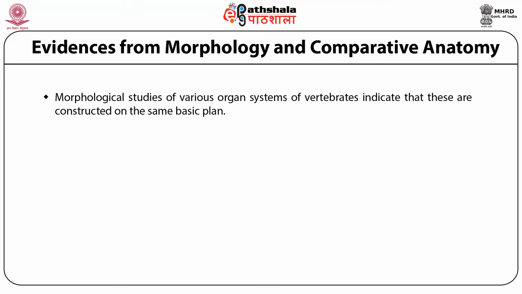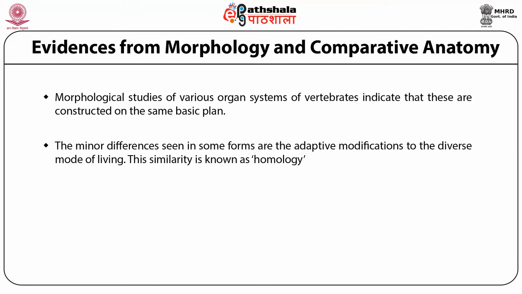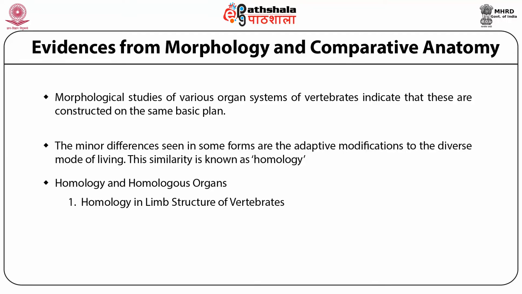Morphological studies of various organ systems of vertebrates indicate that these are constructed on the same basic plan. The minor differences seen in some forms are adaptive modifications to diverse modes of living. This similarity is known as homology. Homology is the similarity among organs of different animals based on a common origin. However, the structure might look different and the function would vary from one organism to the other.